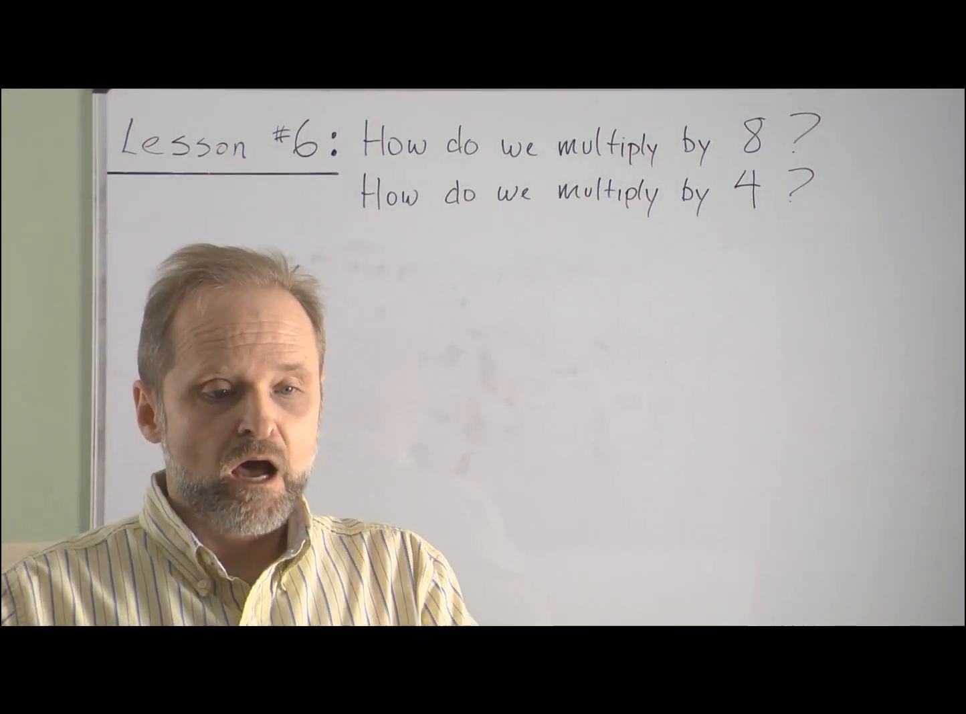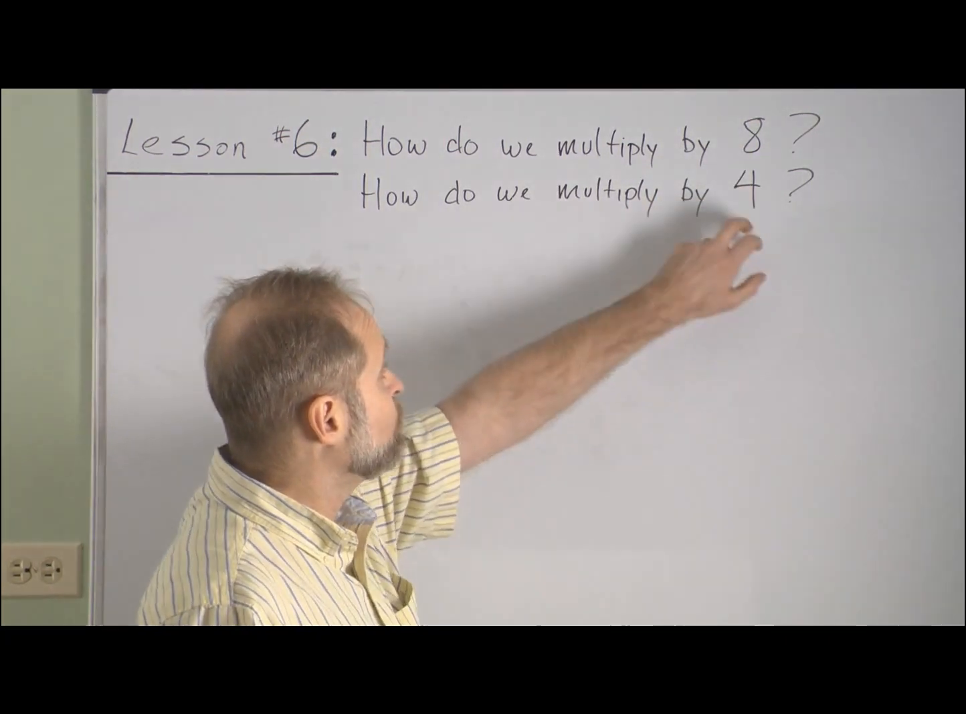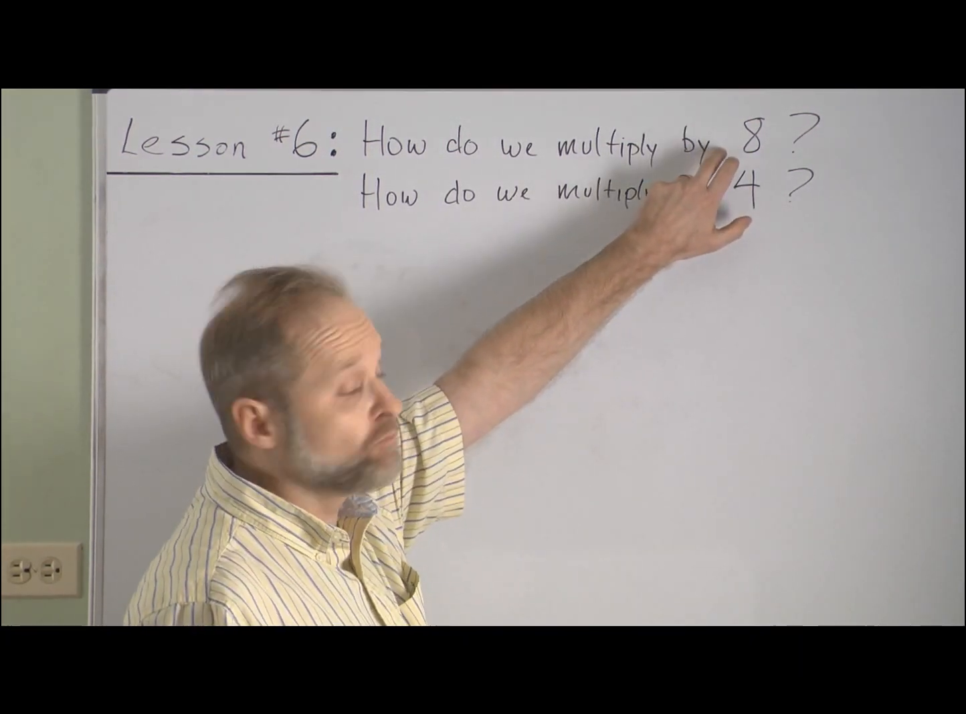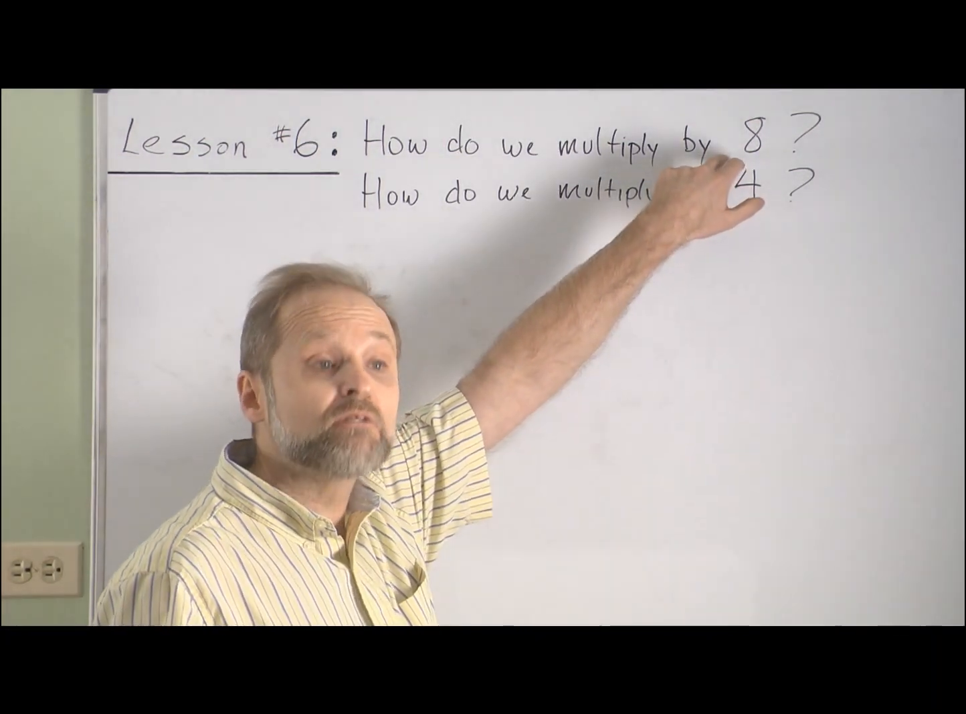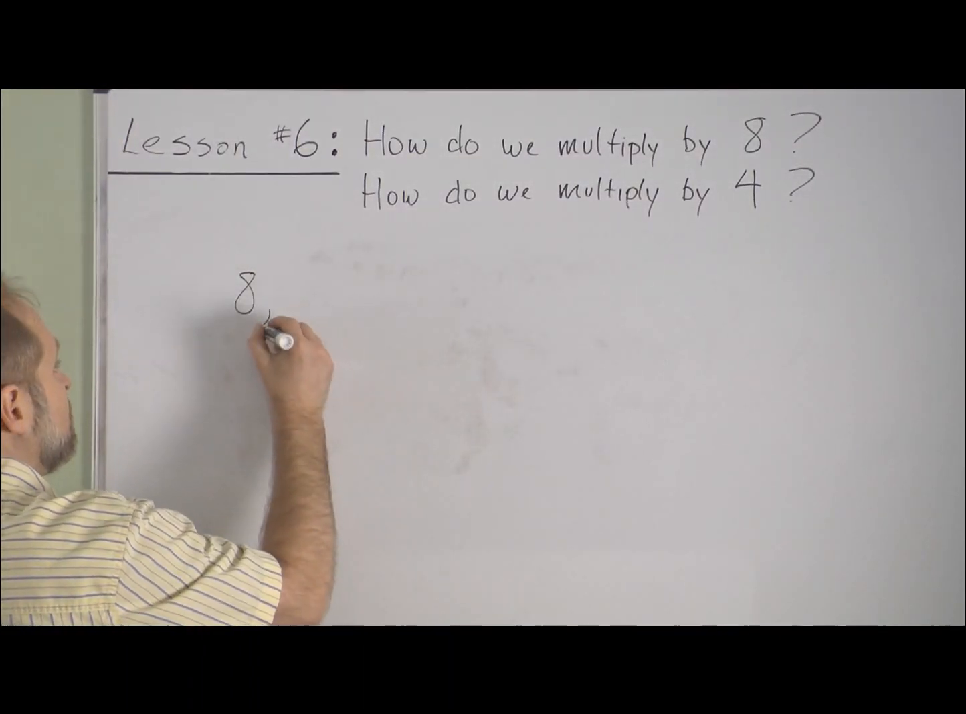All right. Today we're going to focus on multiplying by 8 and multiplying by 4. Let's begin with multiplying by 8. Well, of course, to multiply by 8, we know what we need to do. We've got to skip count by 8.